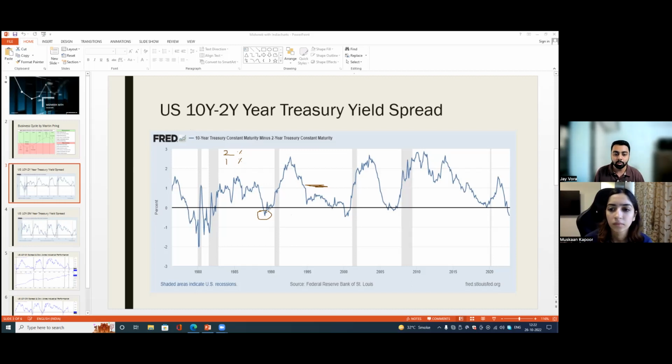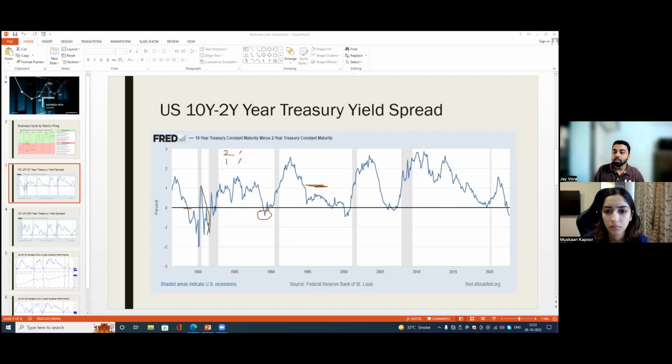So you can see over here, whenever the yields have gone below the zero line, okay, this gray shaded area is the recessionary period which has followed. You can see over here the yields had inverted. Eventually, we saw a recessionary phase. Over here again, it came down, and you saw the recessionary phase. Okay, it again came down over here, and eventually you saw a recessionary phase. So this has happened again and again.